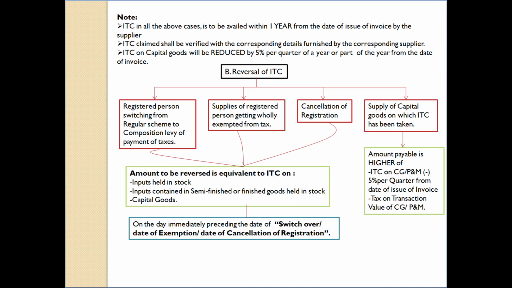And the last person is one who supplies capital goods on which ITC has been taken. He must pay an amount which is the higher of the ITC taken on such goods reduced by 5% per quarter of the year or part of the year from the date of issue of invoice for such goods. That is simply the ITC pertaining to the remaining useful life of the capital goods, and the tax on transaction value. Simply, it is the higher of ITC pertaining to remaining useful life of capital goods or tax on transaction value.